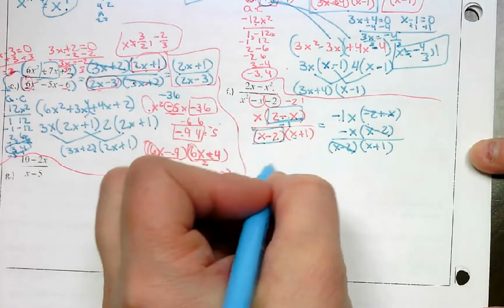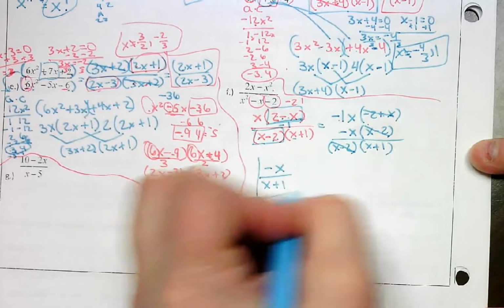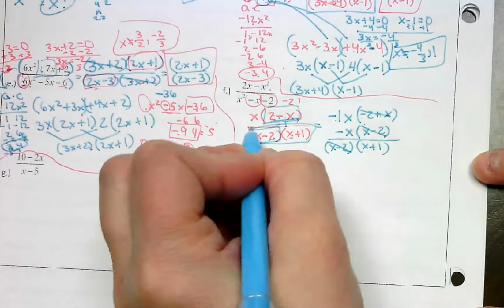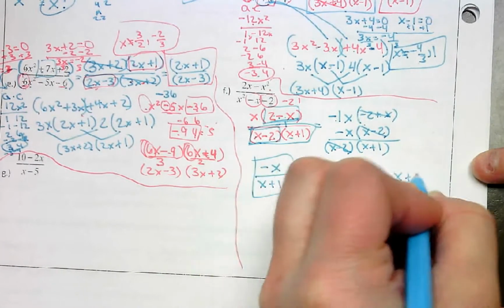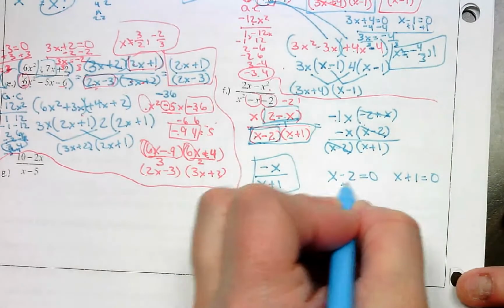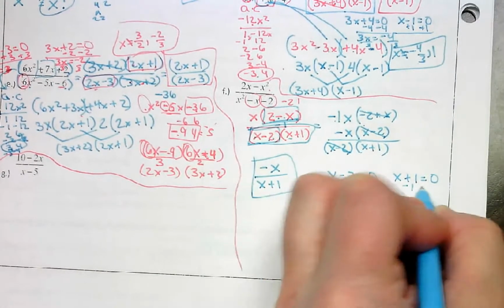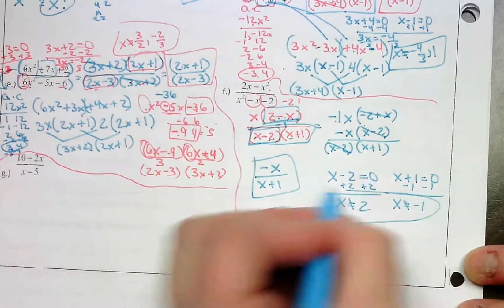But I'm not done yet. I have to set my factored denominator equal to 0, every single part that has a variable in it. And I'm going to get x cannot equal 2, and x cannot equal negative 1. And you've noticed that sometimes I write it like this and sometimes I put them together. It's fine either way, right? X just cannot equal either of those.